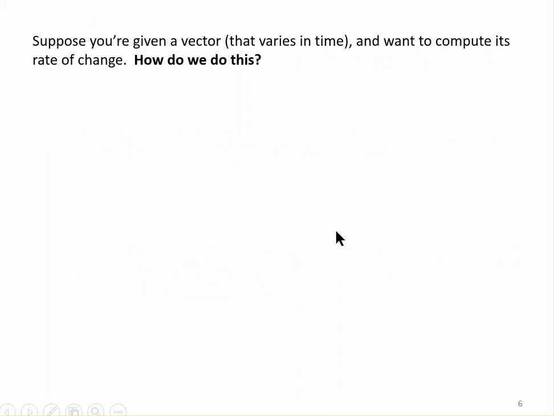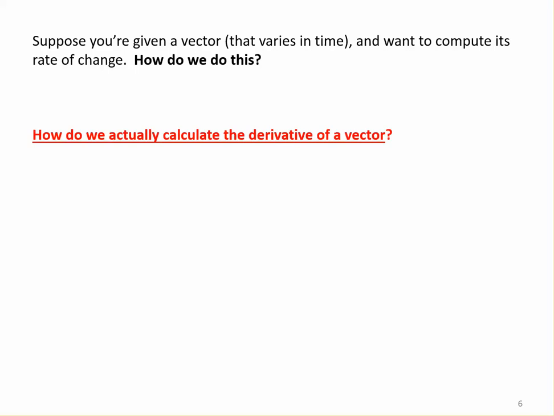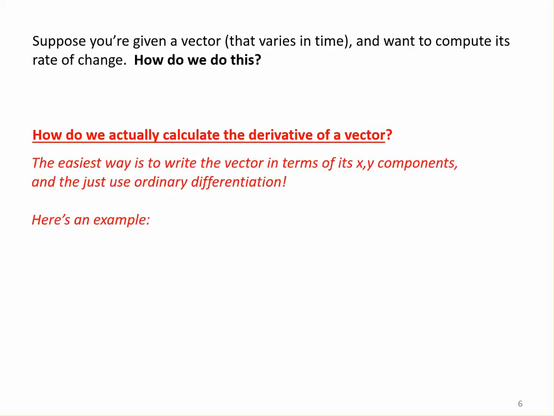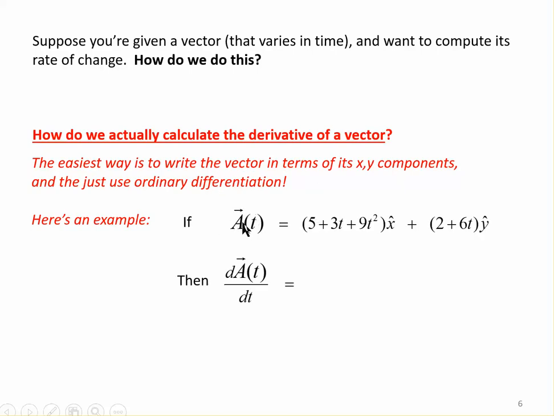So one final point. Suppose you're given a vector that's varying in time and you want to actually compute its rate of change by actually taking a derivative. How do we do this? In other words, how do we calculate the derivative of a vector? For those of you that have had calculus, you know how to take derivatives of ordinary functions, but how do you take the derivative of a vector? Well, it turns out it's really, really simple. Okay, so let's say I have a vector and I've written it in terms of its x and y components. So for instance, let's say here's a vector A, and it depends on time, and it's given by this amount in the x-hat direction plus this amount in the y-hat direction.